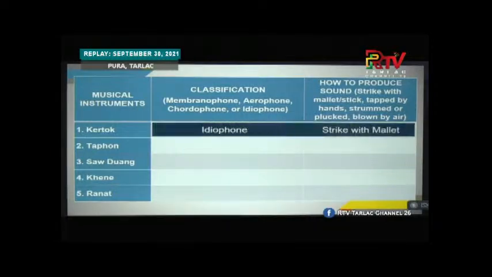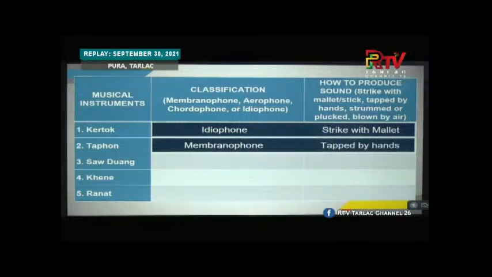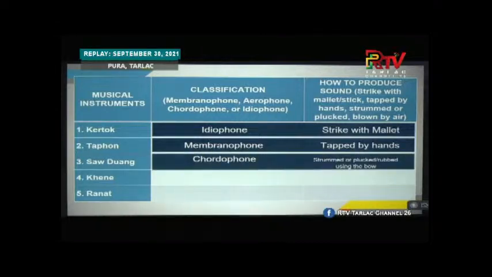Number 1, Kerotok. Its classification is idiophone, and to produce its sound, you need to strike it with mallet. Number 2, Taphon. Its classification is membranophone, and to produce its sound, you need to tap it using your hands. Number 3, Saoduang. Its classification is chordophone, and to produce its sound, aside from you can strum or pluck the strings, by rubbing the bow to the string of the Saoduang, it can produce different vibrant pitches.